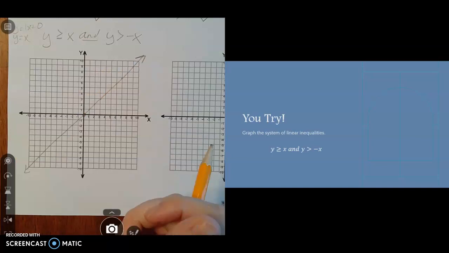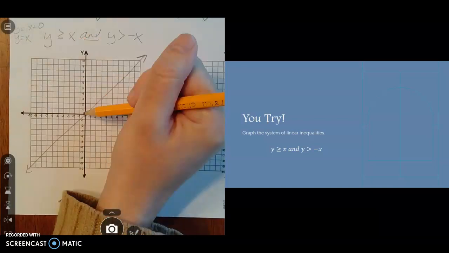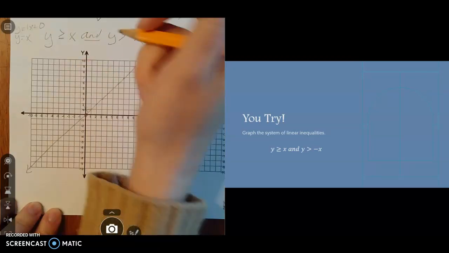Then the next thing we need to do is shade. So do I shade above or do I shade below? With that y is greater than, you might be able to tell we're shading up. But let's double check with the test point. How about 0, 1? That sounds like a nice one.